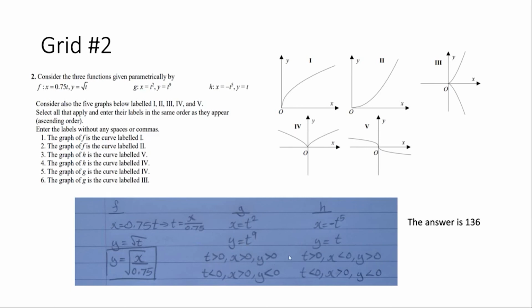Like we're going to find the x and y values when t is greater than 0 and t is less than 0. For g, when t is greater than 0, we get x is greater than 0 and y is greater than 0. And when t is less than 0, you get x is greater than 0, y is less than 0. So we know in the function, it must contain something with x is greater than 0 and y is greater than 0. So like when x is positive, y should also be positive. Like let's see number 3. X is positive, y is positive.